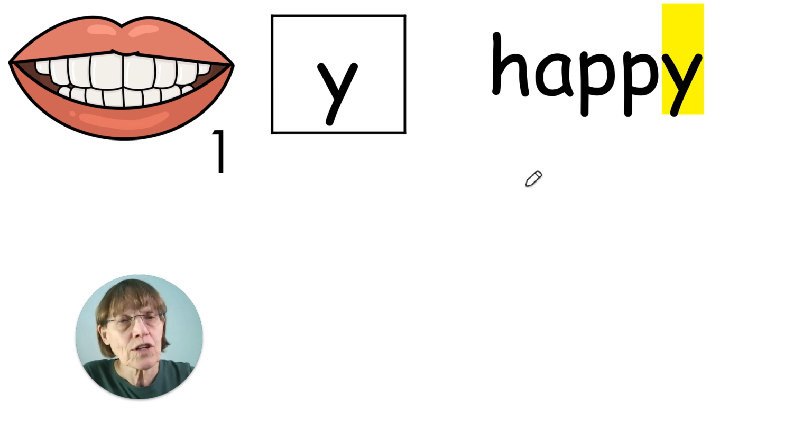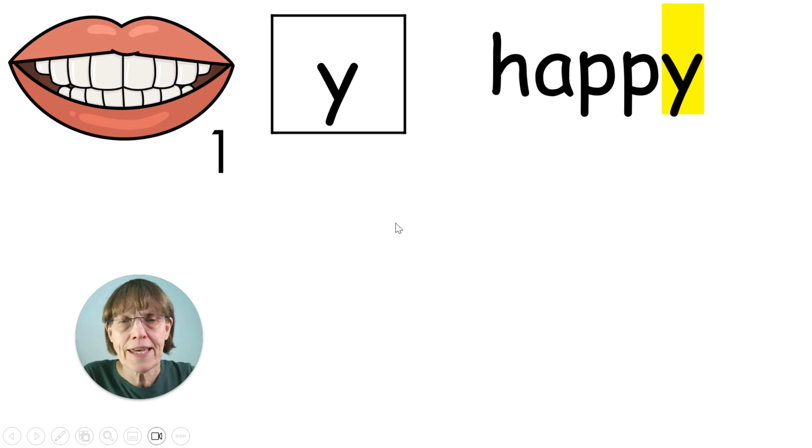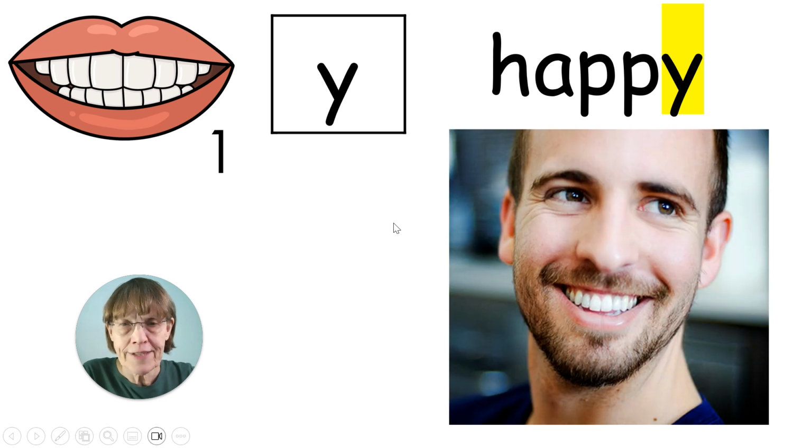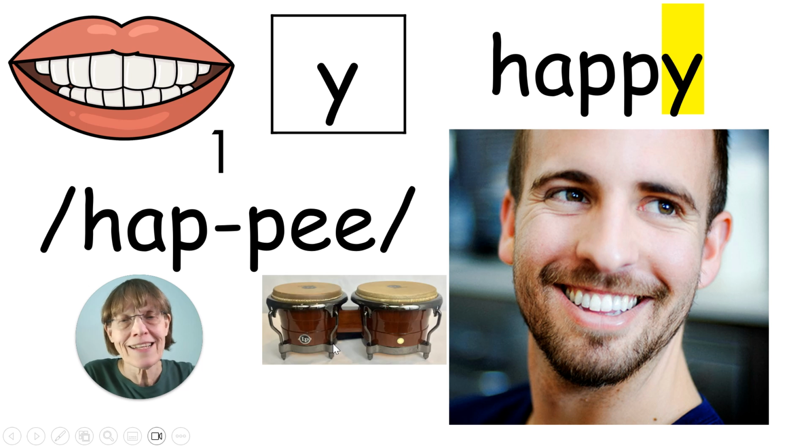This is our keyword for the Y that says E. So we've got our first beat. Hap. And then we've got P, E, happy. That's a happy. And that's a 2-beat, 2-syllable word.